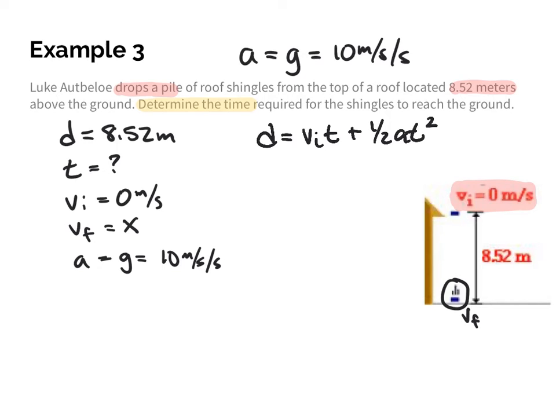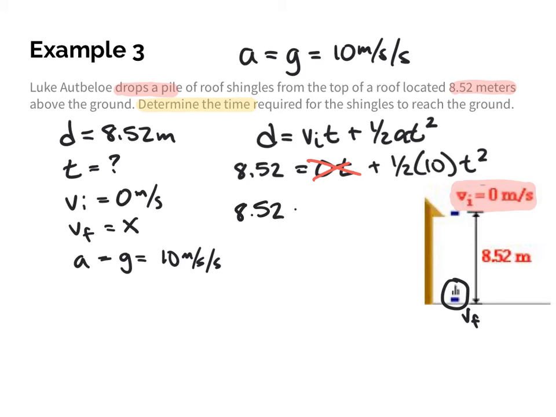Now plugging things in, I know the distance is 8.52. My initial speed is 0. Time I don't know, plus 1/2, I know the acceleration is 10, and then times t squared. Now, looking at this, I have a t here and a t here, but 0 times t is 0, so that cancels out. So what I'm left with is 8.52 is equal to 1/2 times 10 times t squared.